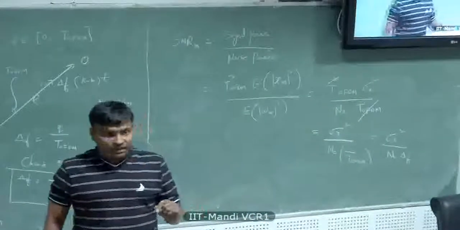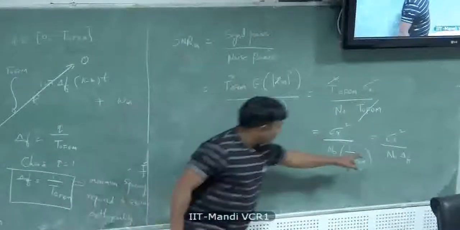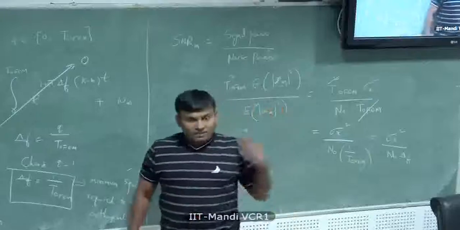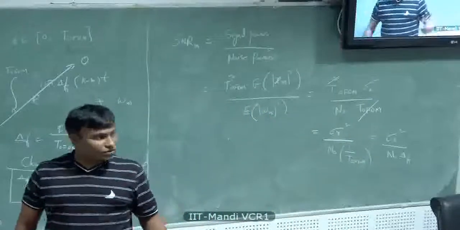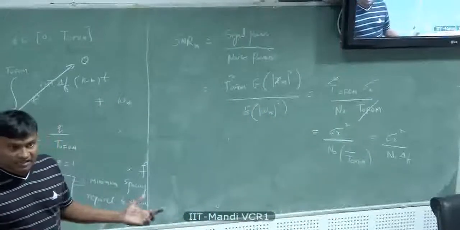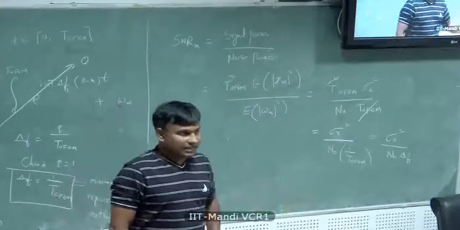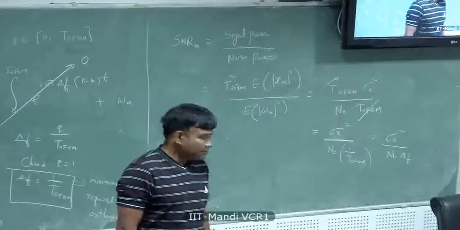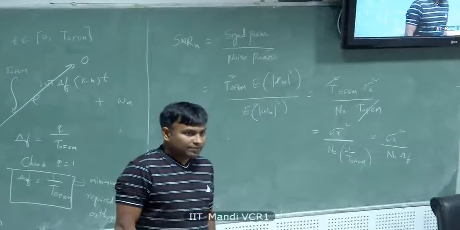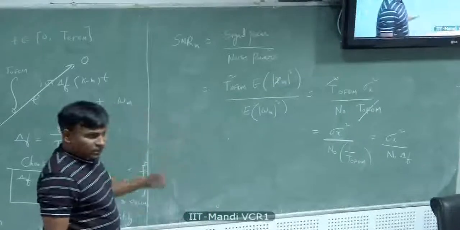This is the signal to noise ratio for the m-th subcarrier, and you can see that it is not a function of m. So all subcarriers have the same signal to noise ratio. Of course, here the channel is unity. The channel is not changing from subcarrier to subcarrier. Okay? Well, that is the signal to noise ratio.